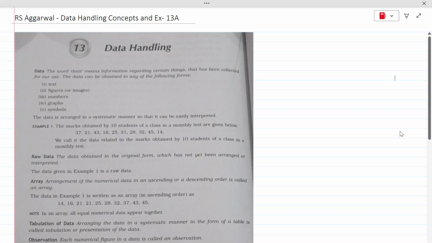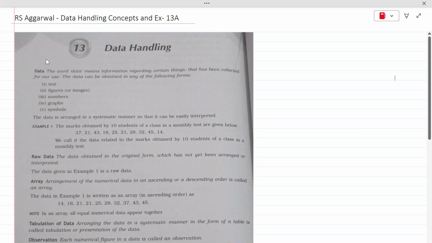Hello kids, so we have completed our chapter data handling from NCERT, and in today's class we are going to pick this chapter from RS Agarwal. So before we jump into the exercise 13A, I want you to revise a few concepts which we have already done and understood. So let's start with these concepts from RS Agarwal.